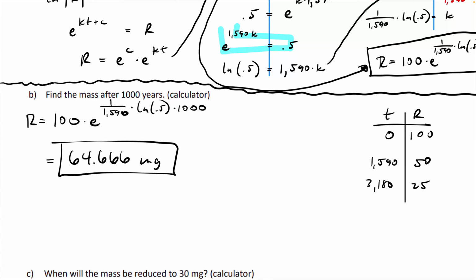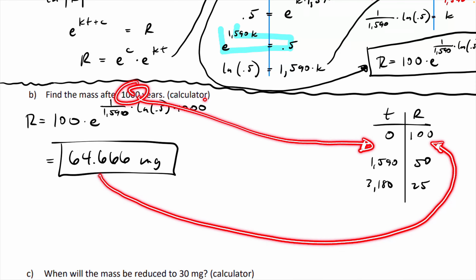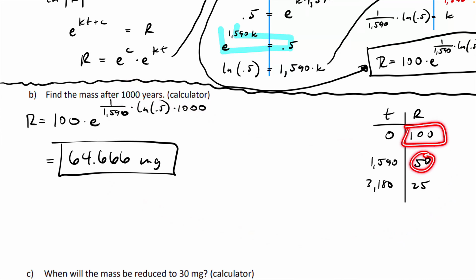Last step, does it make sense? Does that number make sense? Should it be more, should it be less, or is that about right? How do you know? Look at the table. That number fits in between 100 and 500, or no, 150. How many years was it? Does 1,000 fit in the same spot? Yeah, fits right. A little bit closer to 1,590, so I would expect a number closer to 50 than 100. Yeah, it works. Okay.